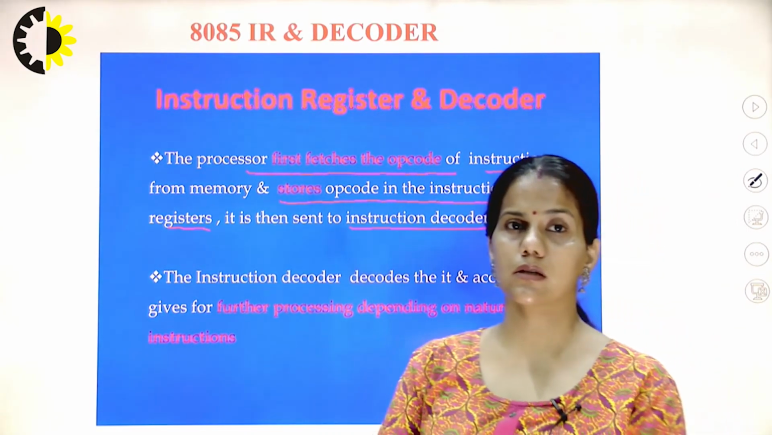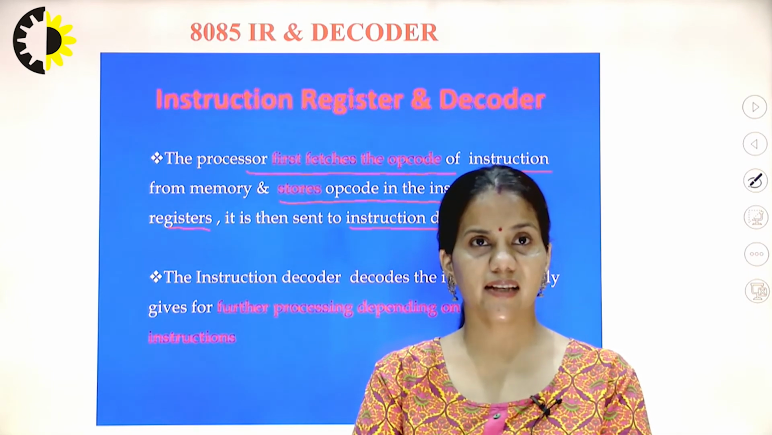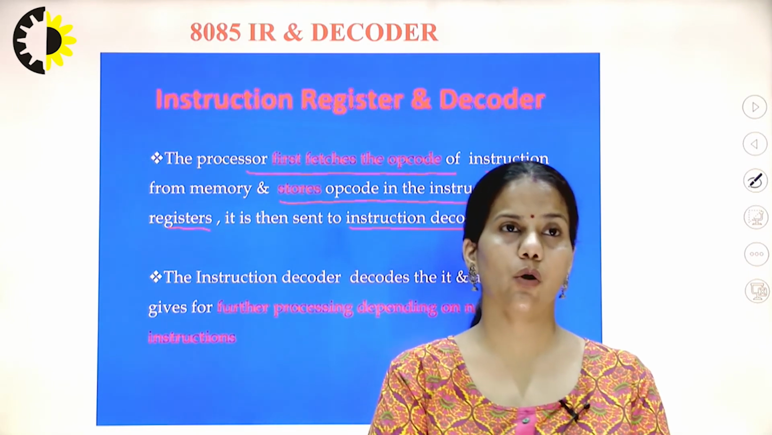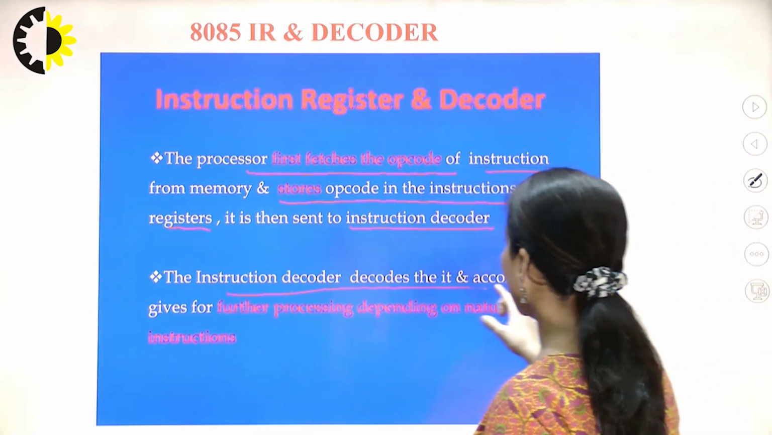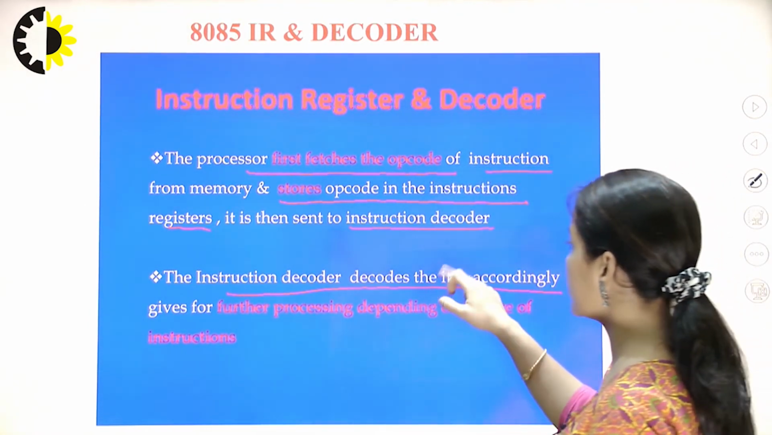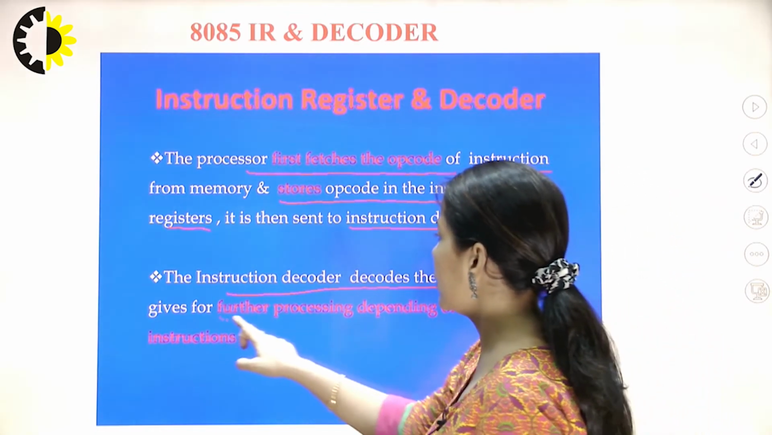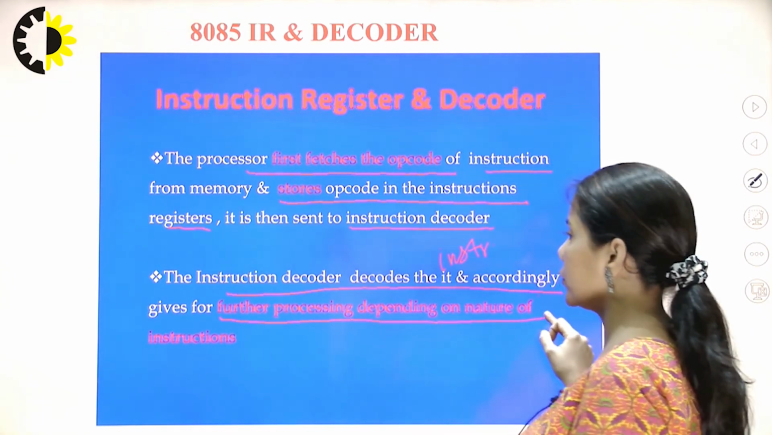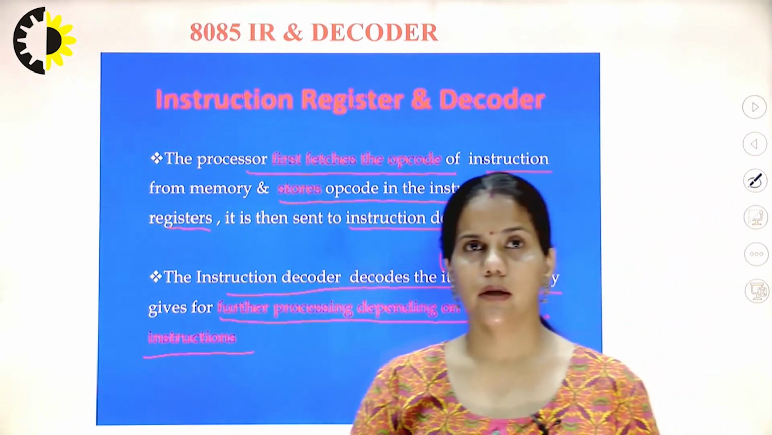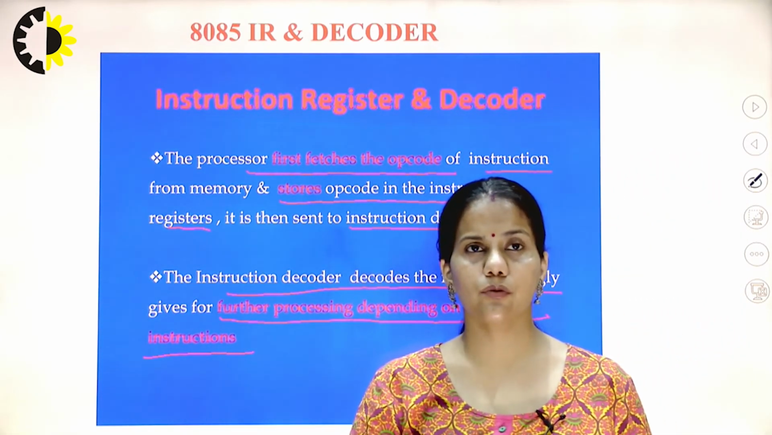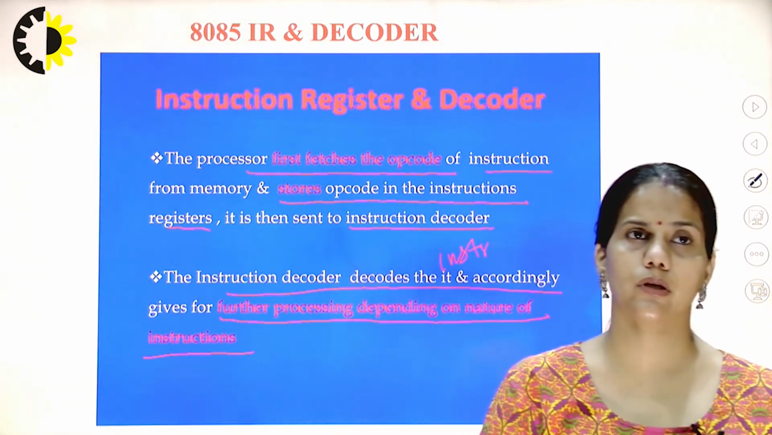So instruction register and instruction decoder are very essential during the first machine cycle, that is the opcode fetch machine cycle. The instruction decoder decodes the instruction in it and accordingly gives the result for further processing depending upon the nature of instruction. So in this way, instruction decoder and instruction register both are used in storing the instructions and then decoding it and executing it consequently.